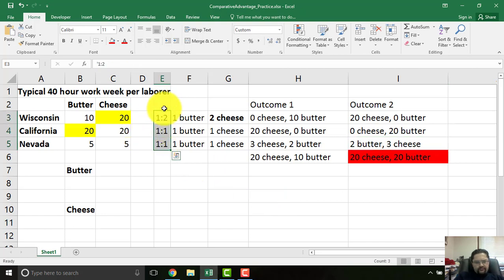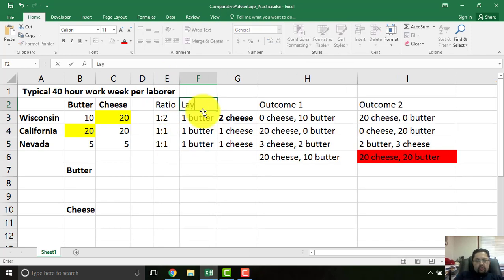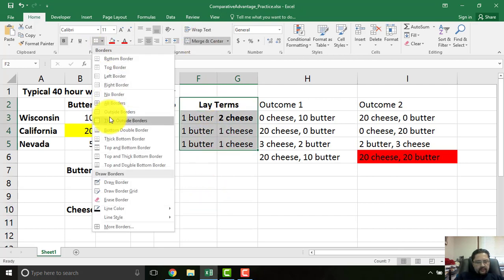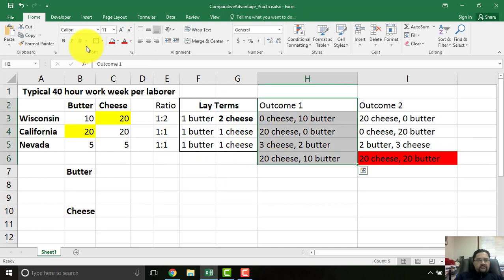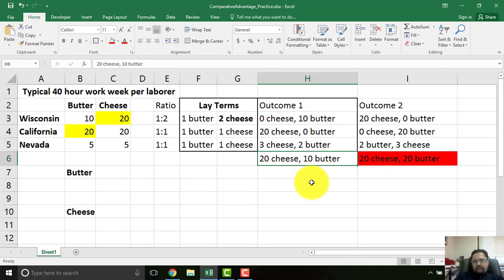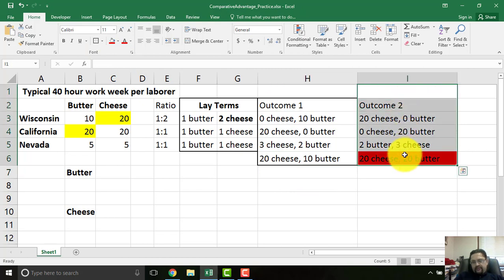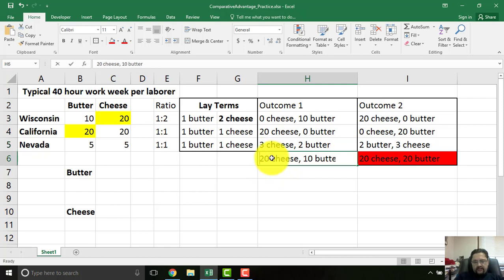First step, break this down. So that's your ratio. This is your ratio in lay terms. What does this mean in street terms? And these are individual outcomes. If we don't use comparative advantage, we get 20 cheese and 10 butter. If we use comparative advantage, we get 20 and 20, which when you add these up together, it's really 23 cheese and 12 butter.